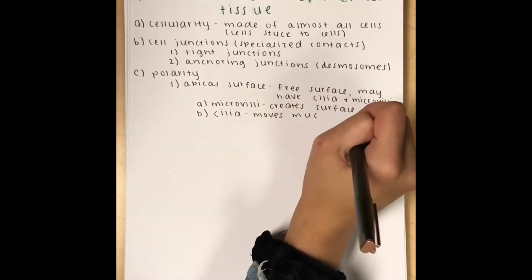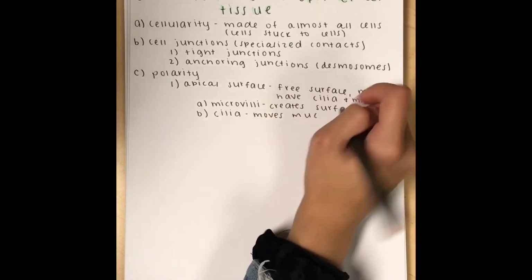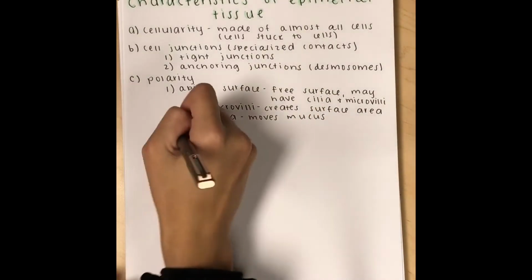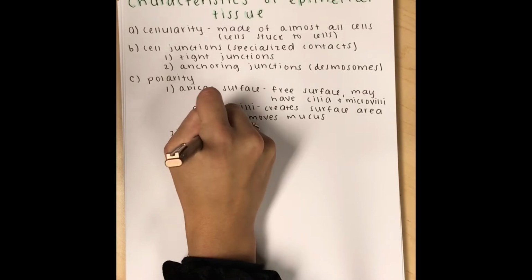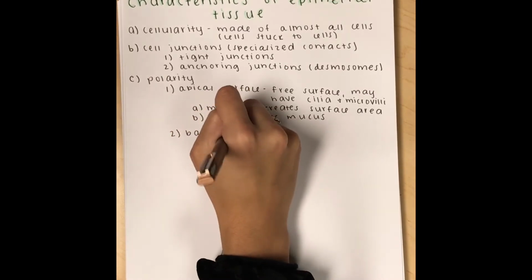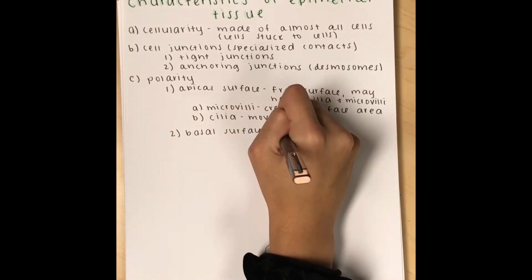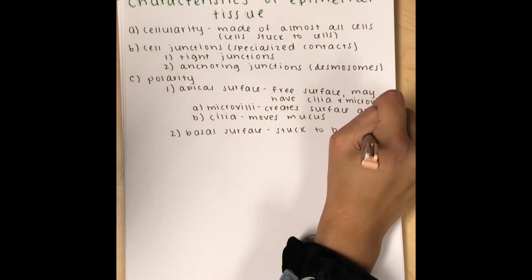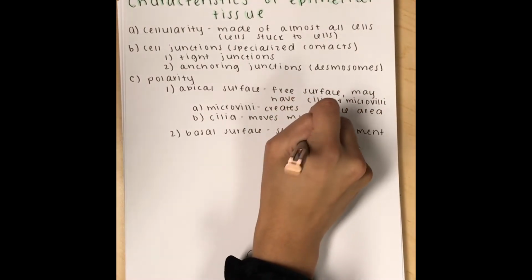Cilia moves mucus. They are whip-like motile cellular extensions that occur typically in large numbers on the exposed surfaces of certain cells. The basal surface simply means that it's stuck to the basement membrane.